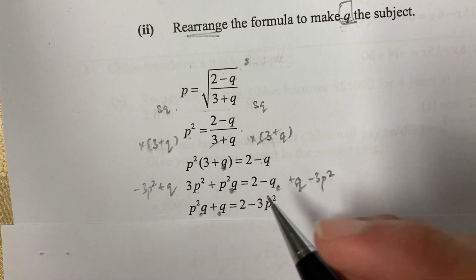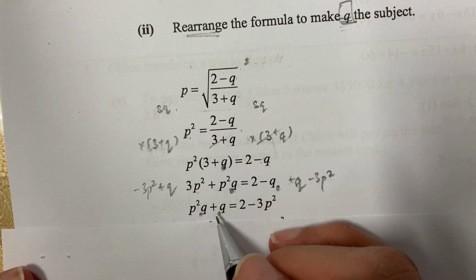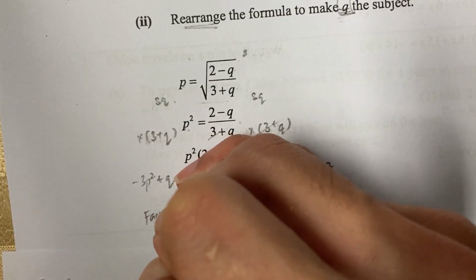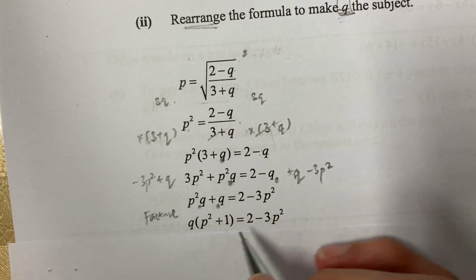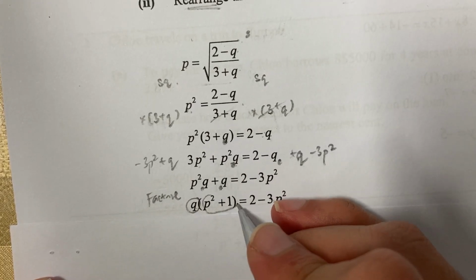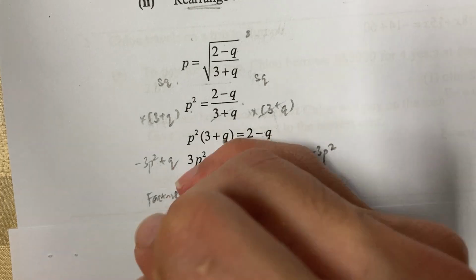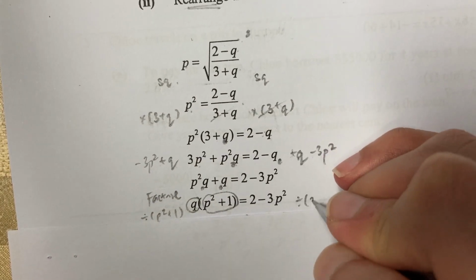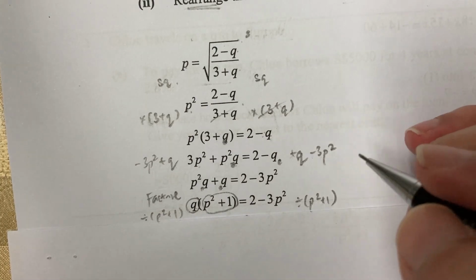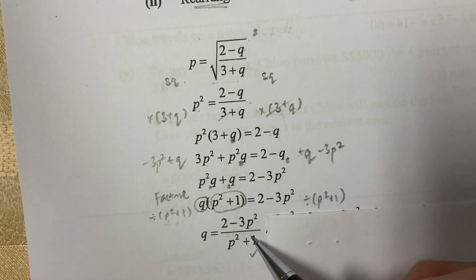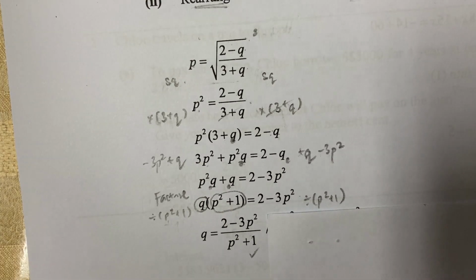And what we need to do is to get the Q, extract the Q out. So all we need to do is to just factorize. So when I factorize, I'll get this answer. And finally, I only want Q and I do not want the P squared plus 1. So all I need to do is to do the last step. Divide by P squared plus 1 on the left. Divide by P squared plus 1 on the right. And that's why I'll get my final answer: 2 minus 3P squared over P squared plus 1.